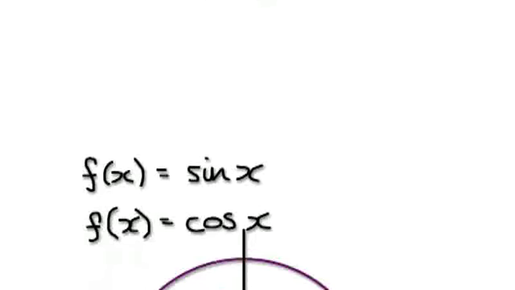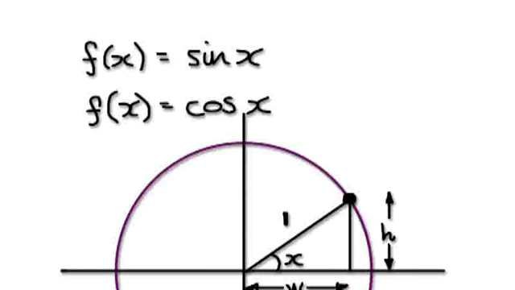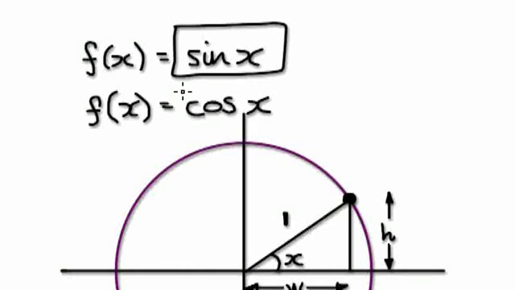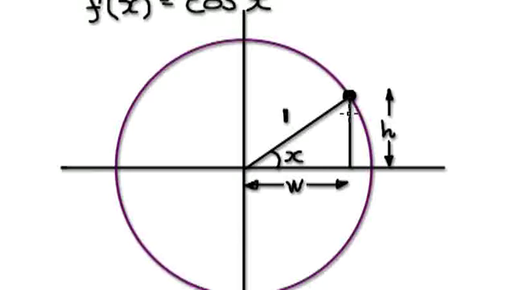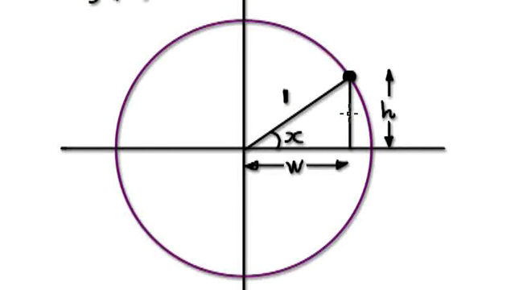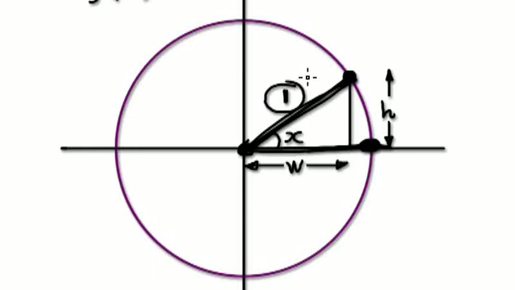In the last few videos, we've been trying to understand the two functions, f of x equals sine of x and f of x equals cos of x. To understand these two functions, we imagine a circle of radius 1. So from the origin to here is 1. If the radius is 1, then the hypotenuse here is also 1.